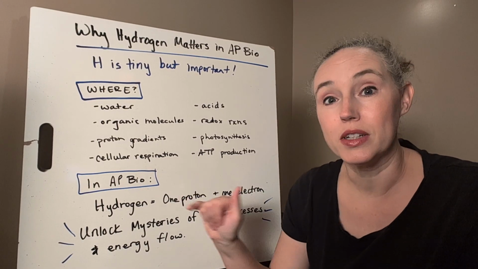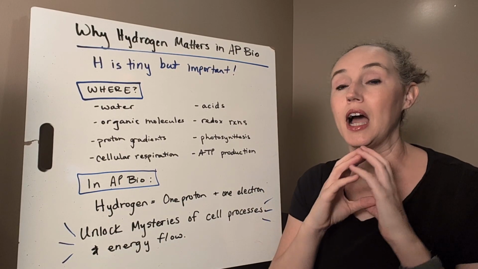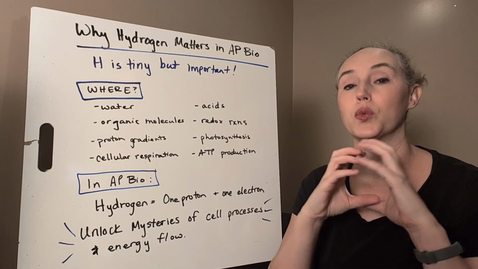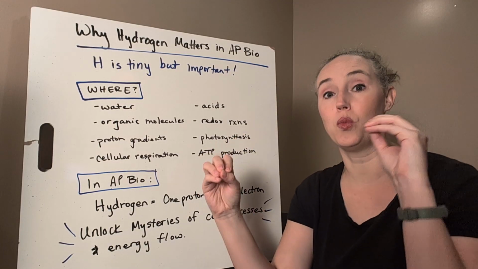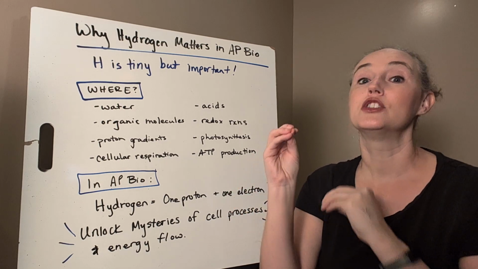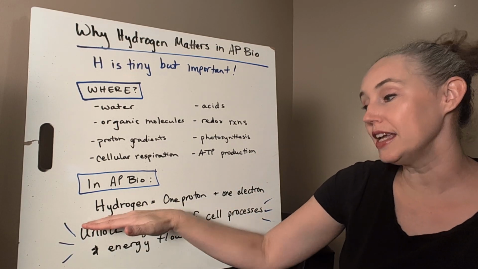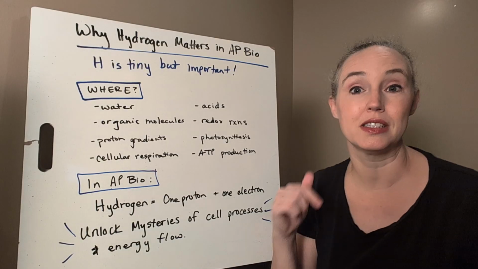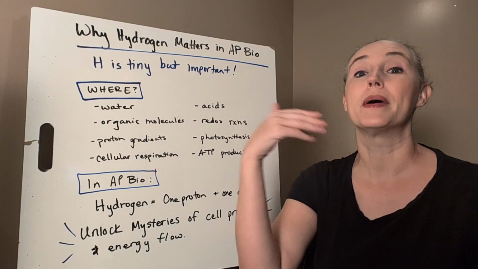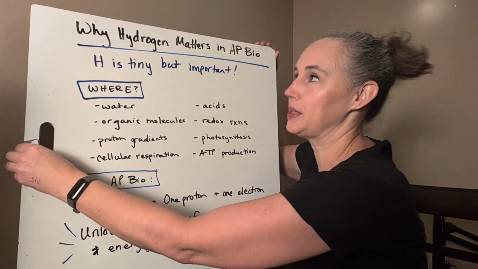In AP Bio, it's really important for us to imagine that a hydrogen atom is really one proton and one electron, and they can act independently of each other to drive cell processes. And by understanding this, we're going to be able to unlock the mysteries of not just cell processes, but of the flow of energy. So let's get into it.